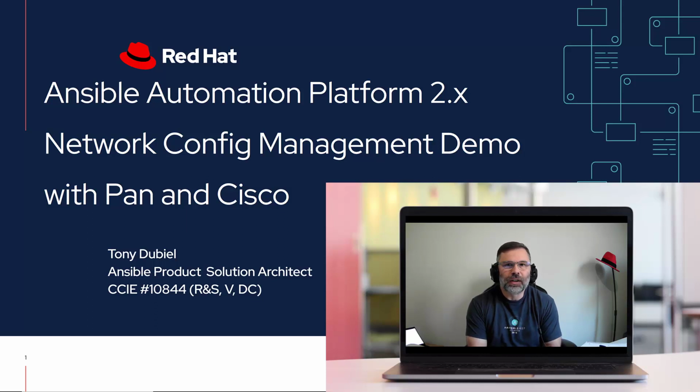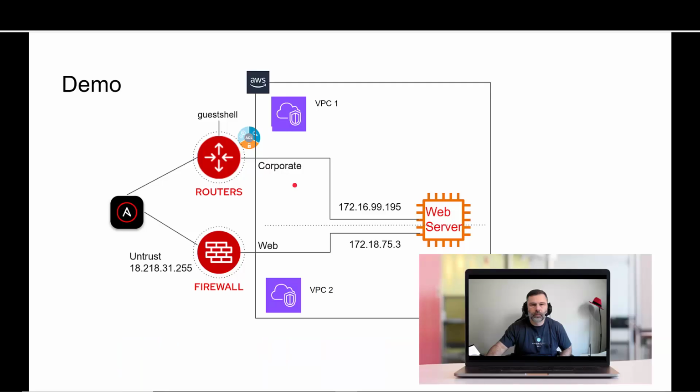Today I'm going to provide you with a short demonstration that will show two separate device domains where we will use Ansible to automate the configuration management of Palo Alto firewalls and Cisco routers. Before we dive into the demo, let's take a quick look at the backdrop for our use case. In this demo, we will use automation to control and configure policy to provide access to a web service.